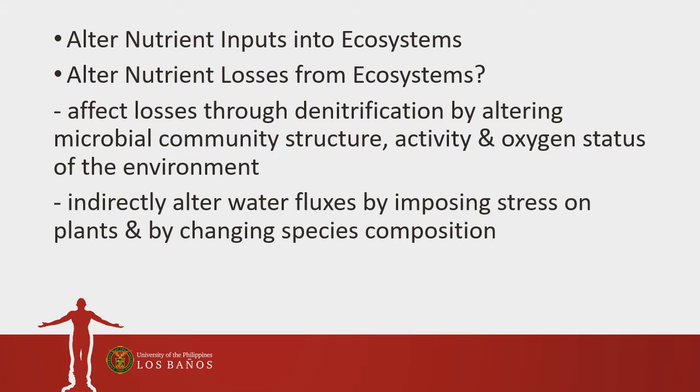This shows that invasive alien species can alter nutrient inputs into ecosystems. And they can also alter nutrient losses from ecosystems. They affect losses through denitrification by altering microbial community structure, activity, and oxygen status of the environment, and indirectly alter water fluxes by imposing stress on plants and by changing species composition.